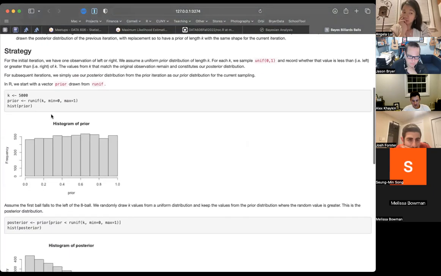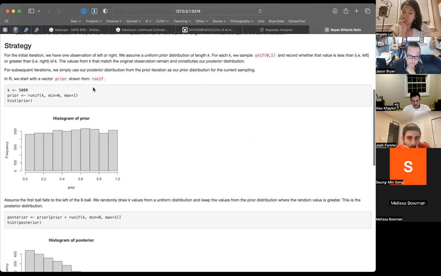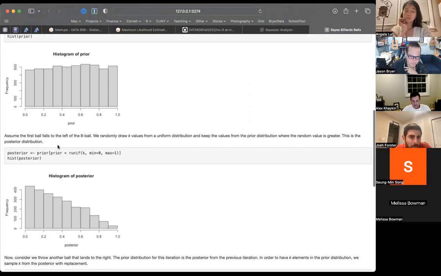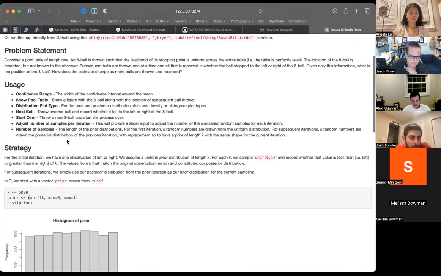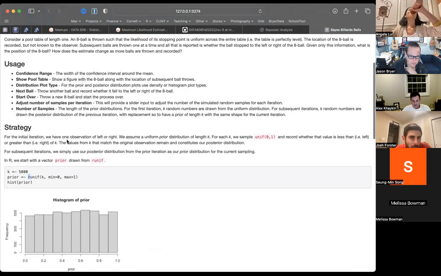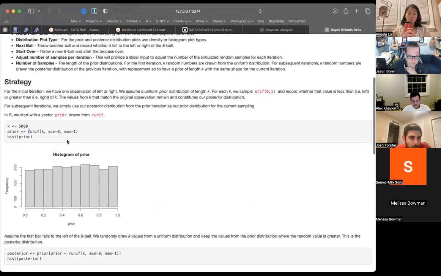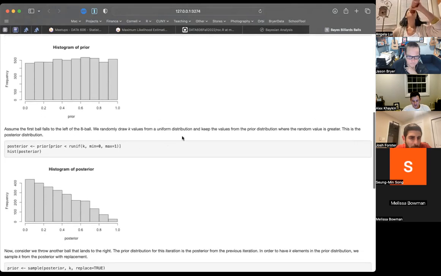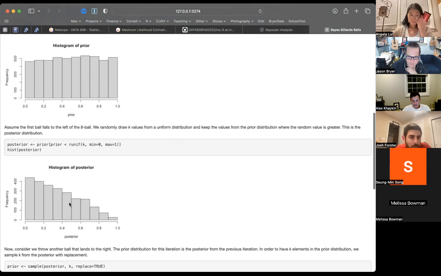I'm not sure if that was exactly your question, but the about page runs through it. If I start with 5,000, I'm using the random distribution functions in R, remember. I'm using the uniform, the r is for random. So we can see I have a uniform prior. I can't remember what prior distribution this is. Okay, so we're saying the ball landed to the left, I think. The 8 ball's to the right. So the ball landed to the left of the 8 ball.